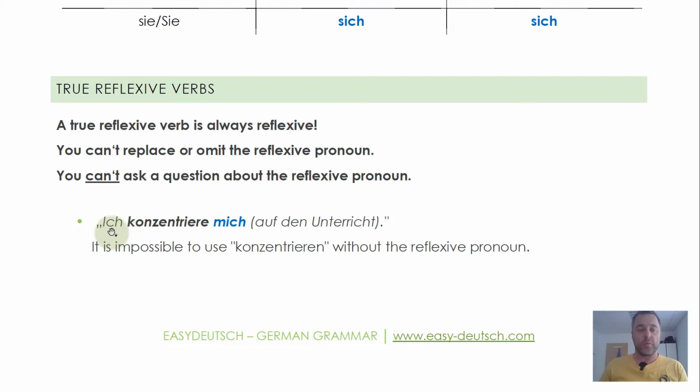And here, one more example. Ich konzentriere mich auf den Unterricht. It's impossible to use this without mich. I concentrate myself on the lesson. So in English, it would be different. So here, konzentrieren is one of those true reflexive verbs. Same like interessieren. You simply have to notice. That's why in your vocabulary list, you should always put the S dot in front of the verb if it's one of those, if you see this in the dictionary.